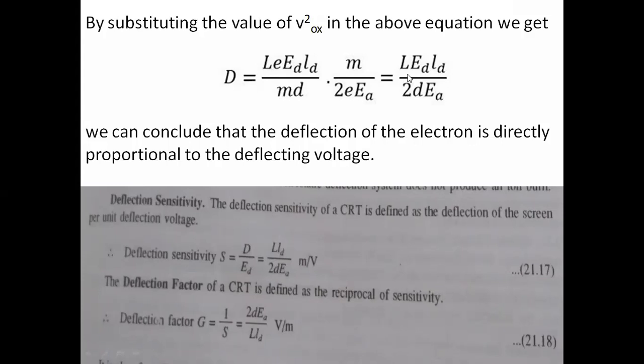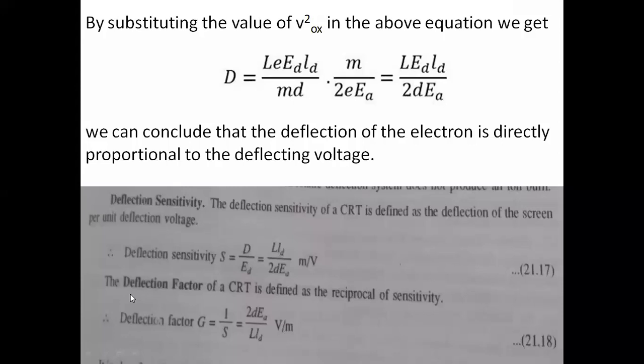By substituting D and Ed, the deflection voltage in the numerator and the deflection voltage in the denominator will both be cancelled. We get S equals L into small l d by 2 d into capital Ea. So this is the sensitivity. Once you know the deflection formula, from that we can get the deflection sensitivity.